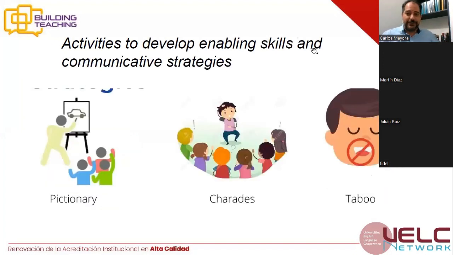Activity to develop other enabling skills and communicative strategies. Games are great for that. Games like Taboo, Charades, a Pictionary. Ways in which students have a communicative problem, like in Taboo. They have to talk about movies, but there is a taboo word. For example, they cannot say actor. So they have to talk about movies without using the word actor. So they have to think of synonyms or gestures or other way to express the idea. Or they have to talk about the zoo without saying the word animals, right?